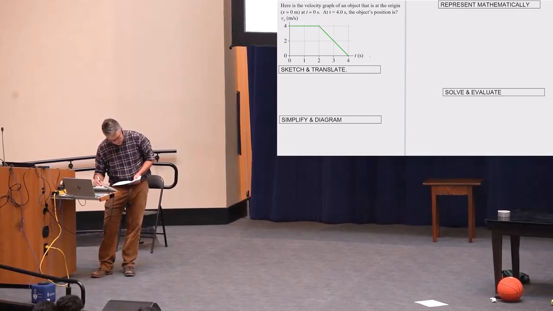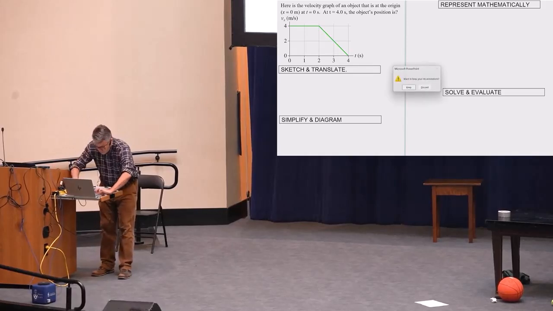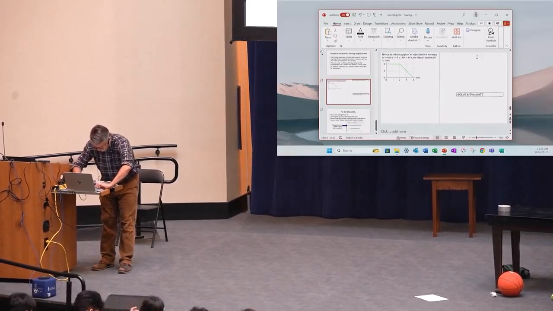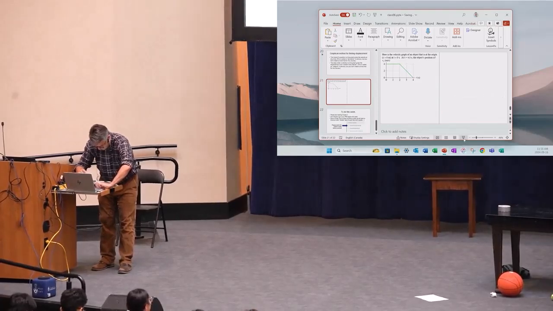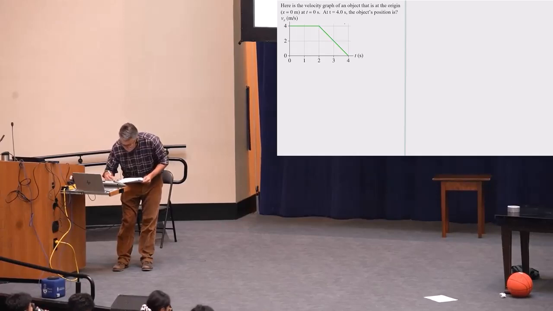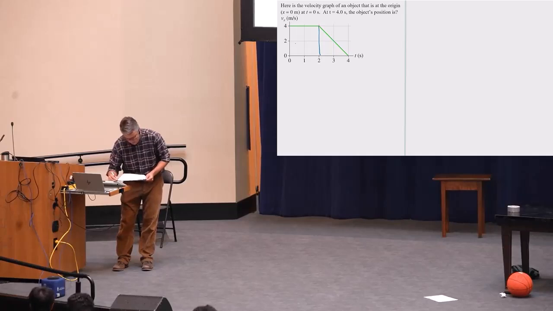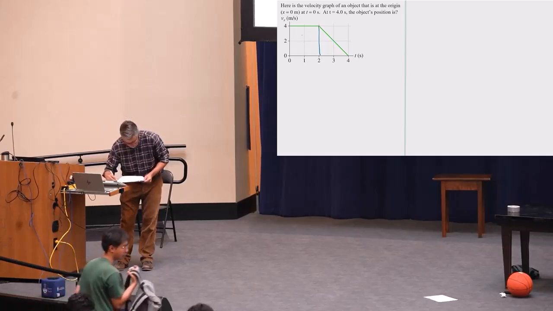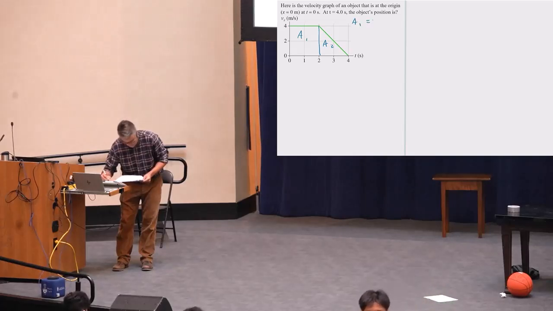Basically, let's remove some of these. I'm going to take the area under that curve, and that's going to tell me how far it went. Thanks for your patience. I would say we can, first of all, split it into two things, a square and a rectangle. So A1 and A2. A1 is the square, or it's a rectangle.